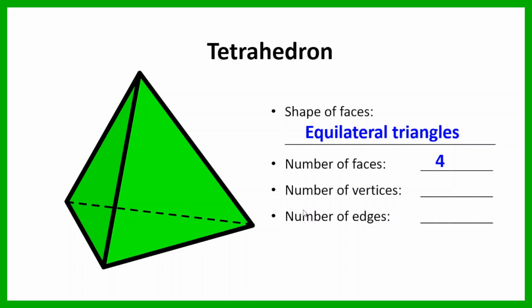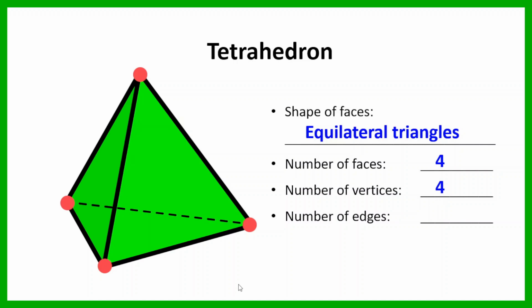Now let's have a look at the number of vertices. The number of vertices are the corners, the points where at least 3 faces meet. So here is a vertex. Here's another vertex, that's 2. Here's another one, so that's 3. And 4 vertices altogether. Okay.